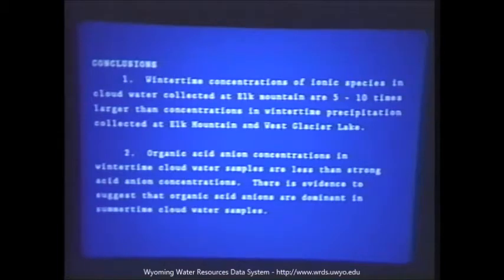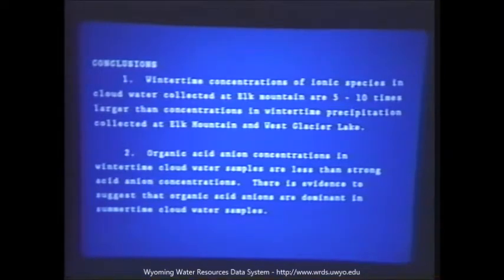Now, I just briefly alluded to the second point, and that is that organic acid anion concentrations in wintertime cloudwater samples are less than the strong acid anion concentrations. So it would appear that the acidity in the wintertime comes from sulfuric and nitric acid, not from the organic acids. However, there's evidence to suggest that the organic acid anions are dominant in summertime cloudwater samples. Now, this is just based upon one sample that we collected this July.